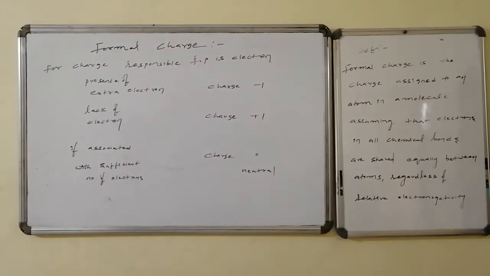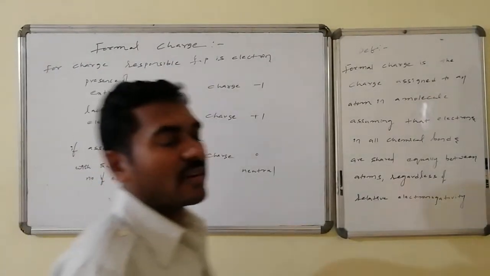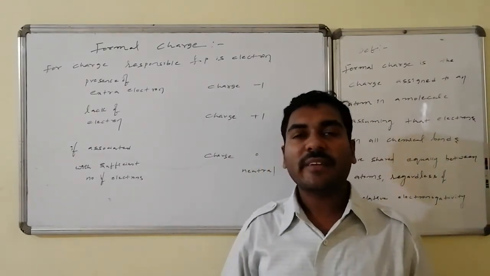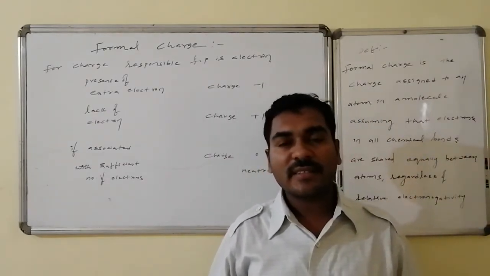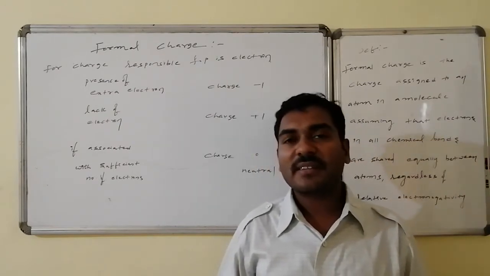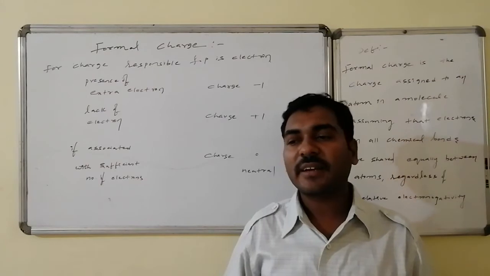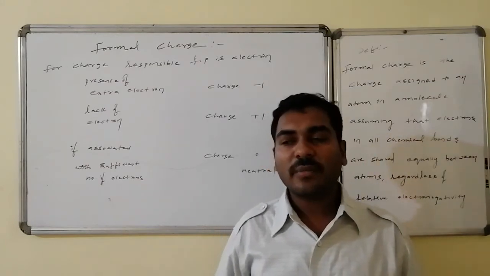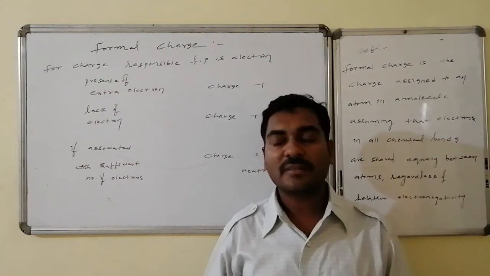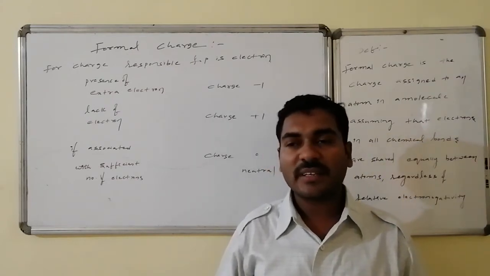Formal charge. For the charge, the responsible fundamental particle is the electron. If more electrons are there, it is having negative charge. If less electrons are there, then it is having positive charge. If sufficient number of electrons are there, it is neutral, it does not have any kind of charge. So formal charge, that is the charge associated with the atom in chemical combination, is known as formal charge.